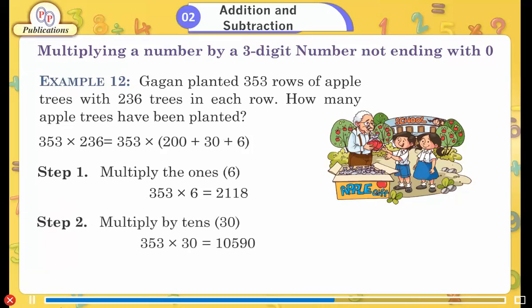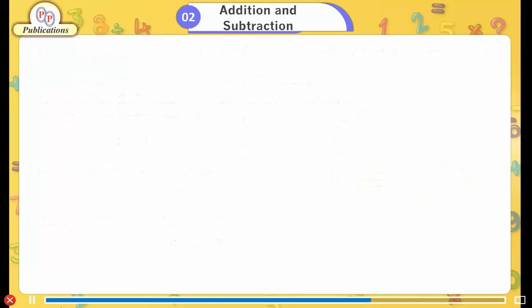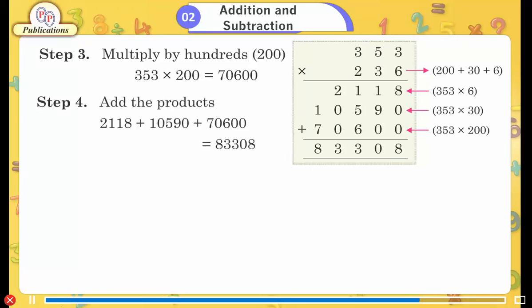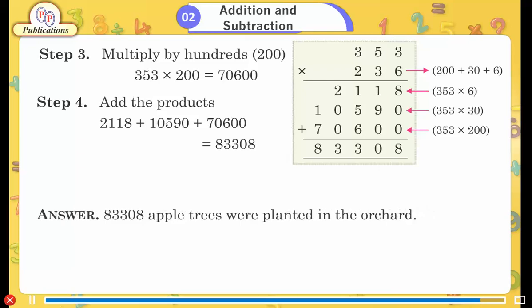2118. Step 2. Multiply by tens. 353 into 30 is equal to 10,590. Step 3. Multiply by hundreds. 353 into 200 is equal to 70,600. Step 4. Add the products. 2,118 plus 10,590 plus 70,600 is equal to 83,308. Answer: 83,308 apple trees were planted in the orchard.